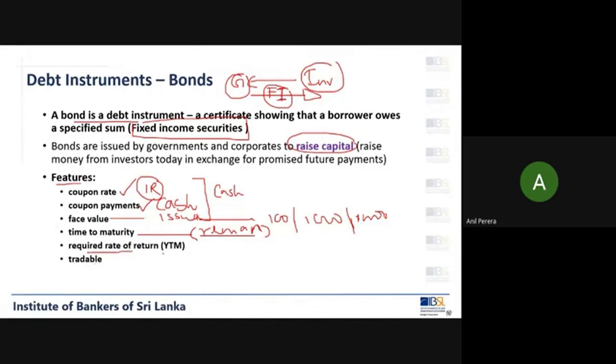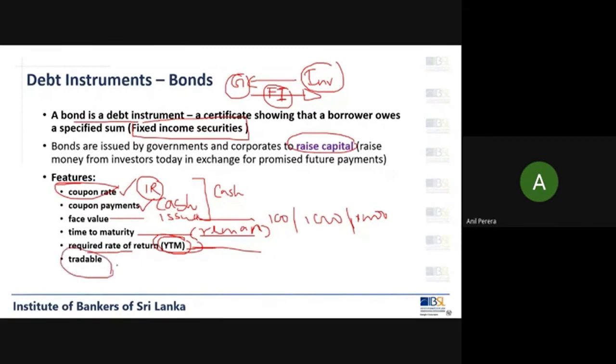There's a required rate of return, which means this is the cost of the bond. The actual interest rate is given by the required rate of return. We call it yield to maturity. YTM means yield to maturity. This is the interest cost of the bond, not the coupon rate, right? Coupon rate is different. Coupon rate is used for calculating the coupon payment. This is actually the cost of the bond.